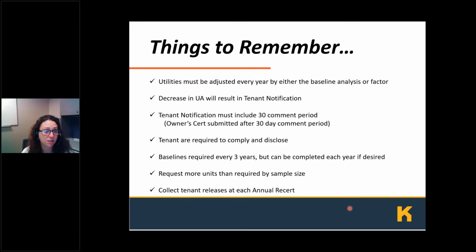Best practice, request more units than in your sample size. I can't encourage you to do that enough. It will save us a lot of time, make things less frustrating, reduce the back and forth. Again, another best practice, collect your tenant releases at each annual recert. That'll also save you some frustration trying to track down your tenants throughout the year. Just do it at the same time you're doing their recert.